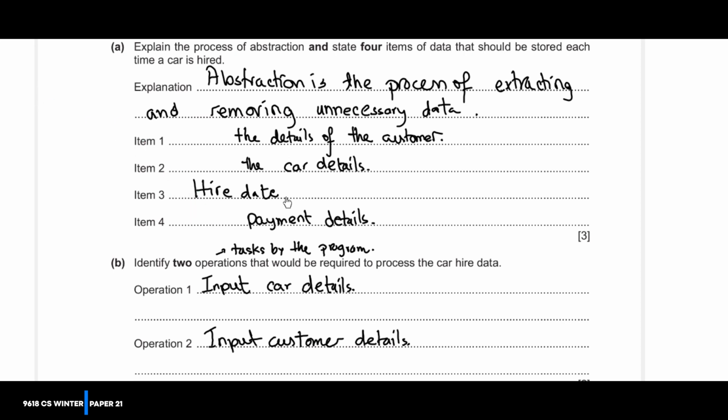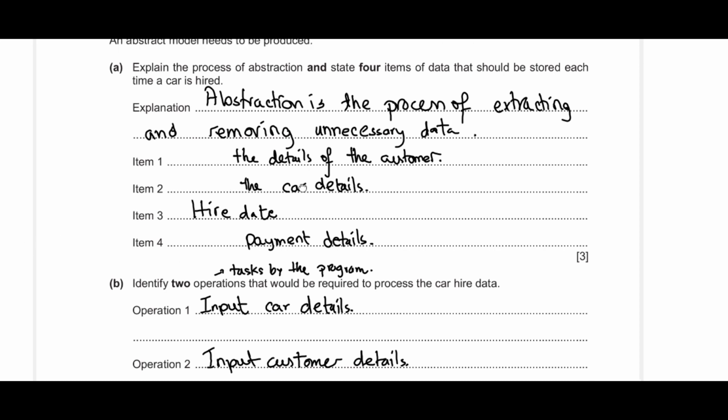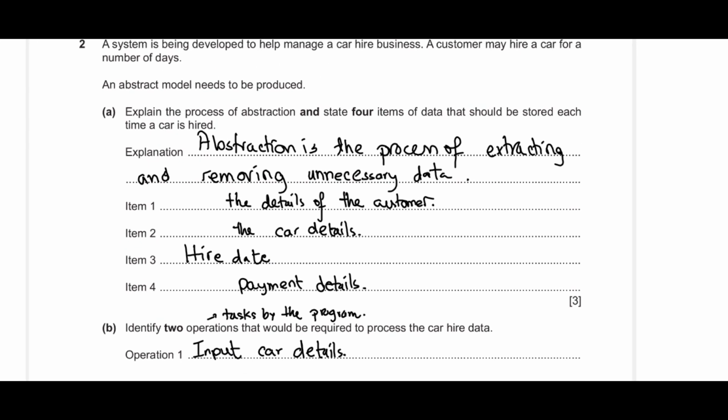So no need for input, just write the details of the customer, details of the car, then payment details, hire date. You can also write return date, cost of hire, payment details, etc. And then over here, we're going to be writing inputting the car details, inputting the customer details, stuff like that. I don't really know if there's a word with inputting, but this is how you're going to be doing it. Let's move on to the next question.